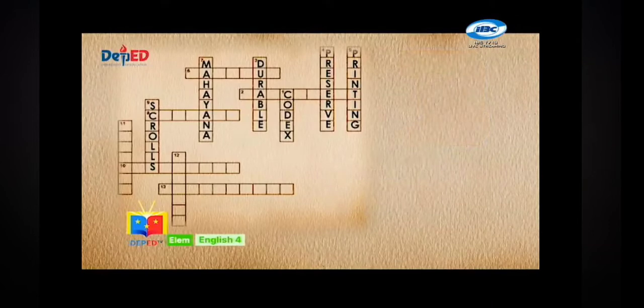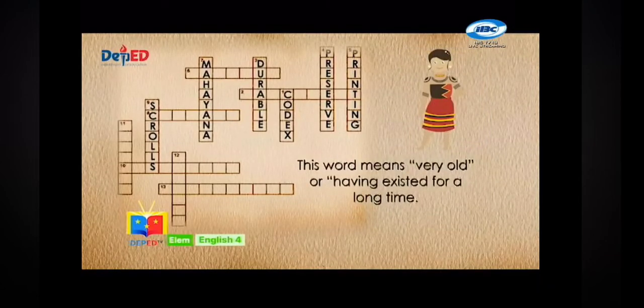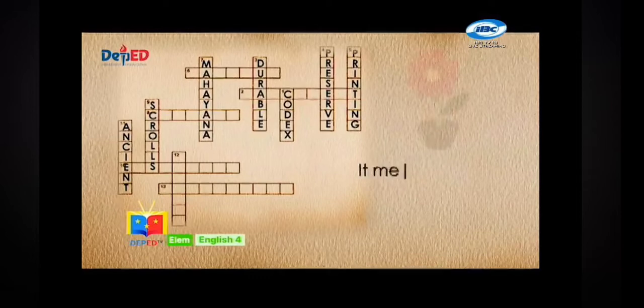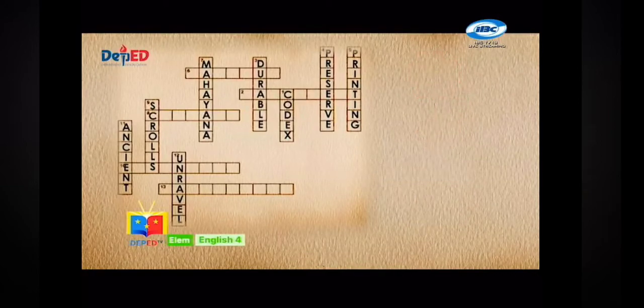Number 11. The word that means very old or having existed for a long time is ancient. Number 12. To separate into parts means to unravel. How are your scores going so far, kids? Now, let's do a cross.